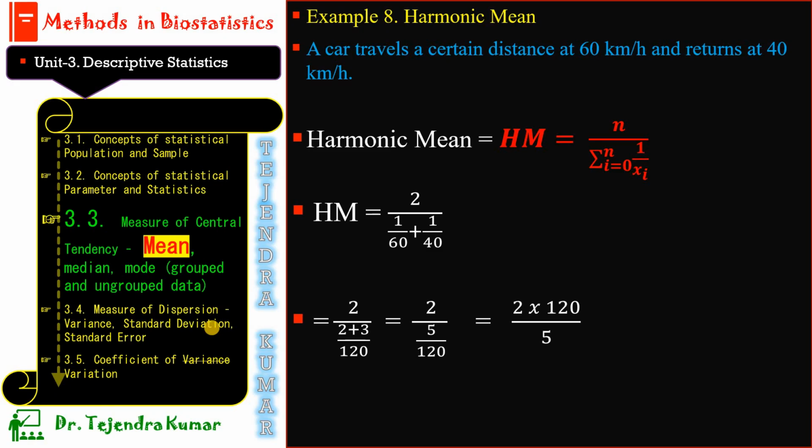So there is a rule: if three values are consecutive in a 1 by 1 division, then we will take the last third value on the top and multiply with that given value. So 2 multiplied with 120 divided by 5. So the answer is 48 km per hour.